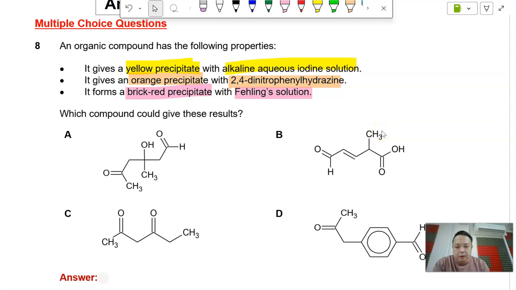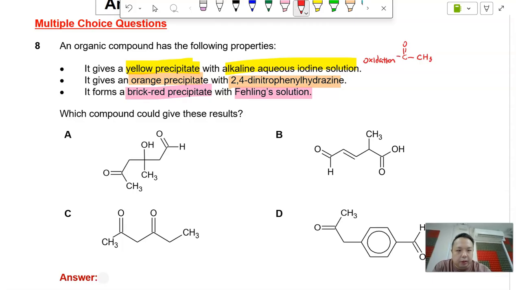Okay, for the carbonyl compound tutorial question 8 MCQ, we have a chemical test question. We have a yellow precipitate with alkaline aqueous iodine. It's an oxidation reaction. If you guys recall, this is your iodoform test. What does it test for? It tests for this particular functional group, CH3CO.